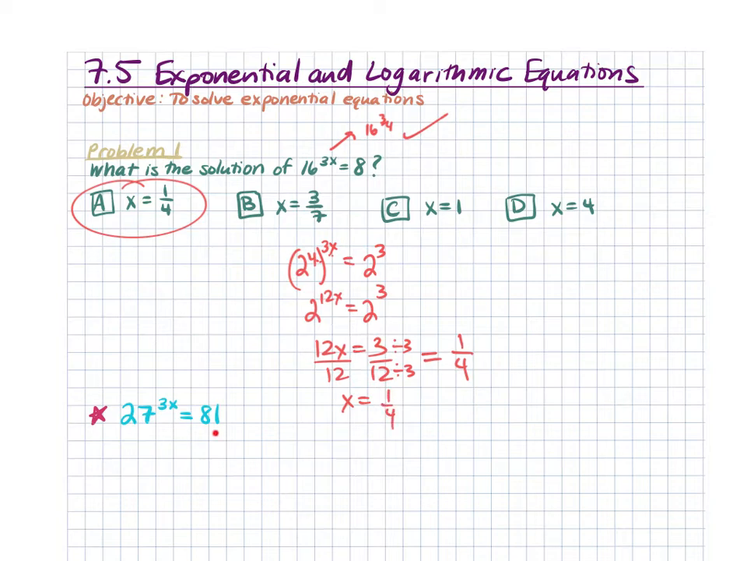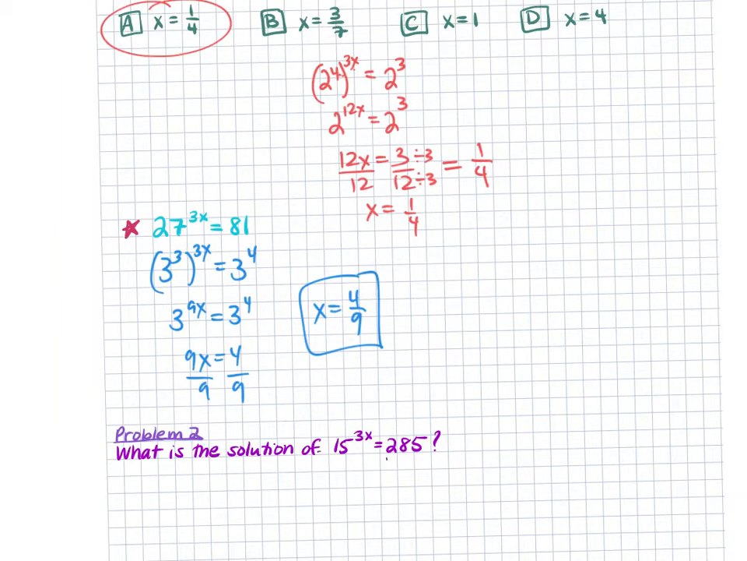Okay, so try this one on your own. See if you can figure out how to rewrite these with the same base. Get it to that base with the exponents, and then set your exponents equal to each other and solve. Try this on your own, press pause, and then check back for the solution. Hopefully you saw that you could rewrite this as 3 to the 3rd, and this is 3 to the 4th. And so x is 4 over 9.